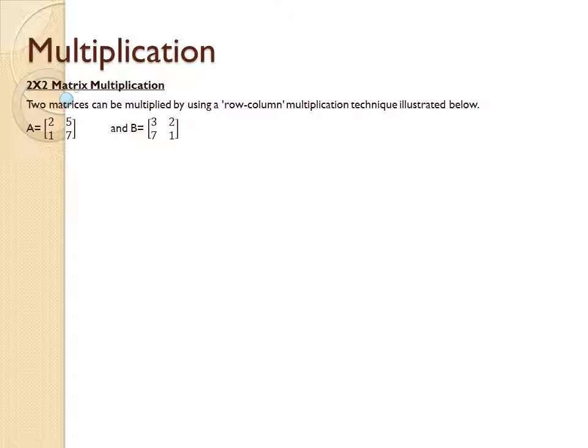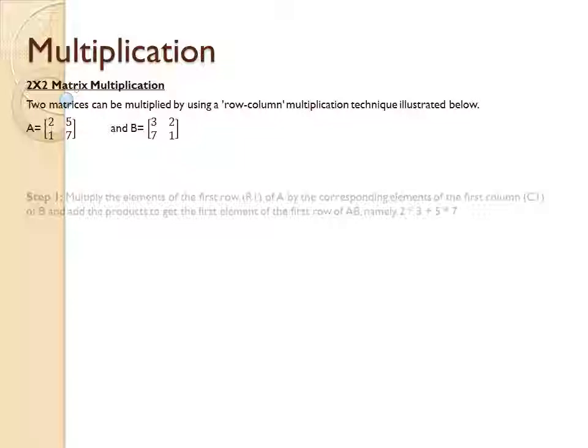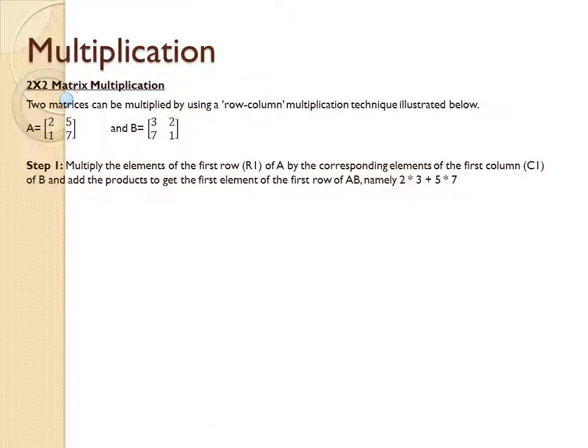Now let us go to a typical example of a 2 cross 2 multiplication. A is one matrix, that is 2, 5, 1 and 7, and B is another matrix, that is 3, 2, 7 and 1. Step 1: multiply the elements of the first row of A by the corresponding elements of the first column of B and add the products to get the first element of the first row of AB.